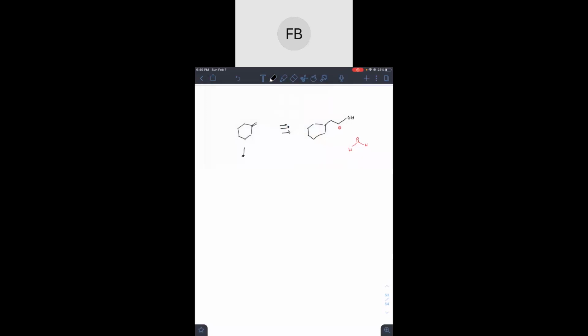We can do HBr, but we need to make sure that the Br goes to the right place. We want the Br to go here. So that means it needs to be anti-Markovnikov, because in Markovnikov the hydrogen would go to the place with the most hydrogens, and for anti-Markovnikov, the hydrogen would go to the place with the least hydrogens. So we need that Br to end up there. For that reason we're going to do HBr, and we could do H2O2 or something like that. H2O2 is my favorite. Sorry.